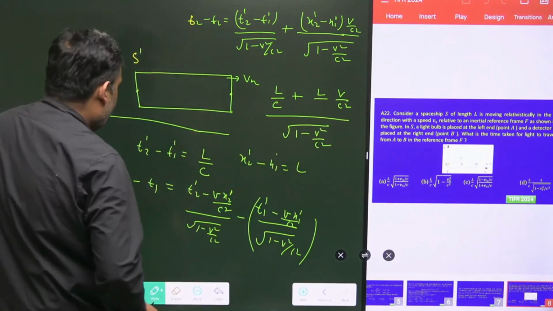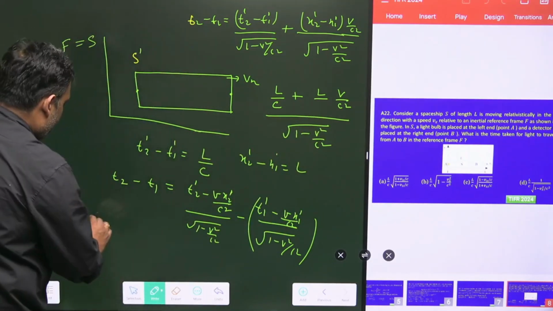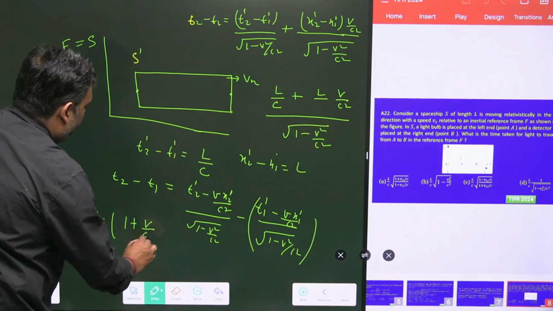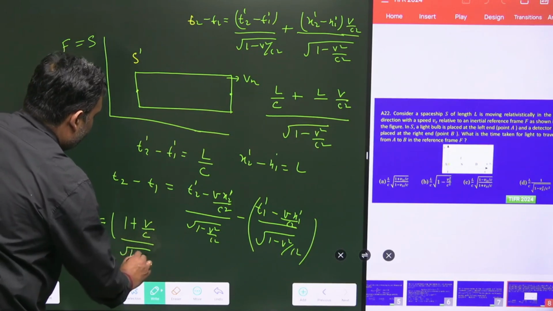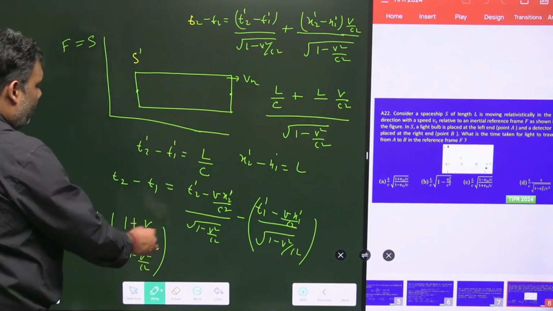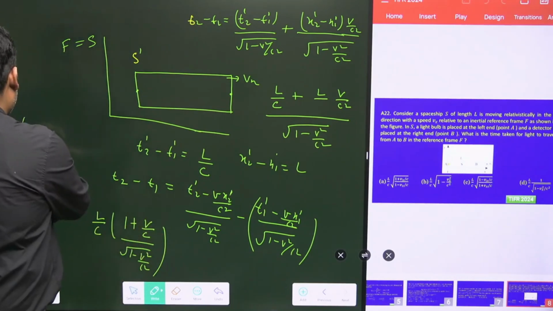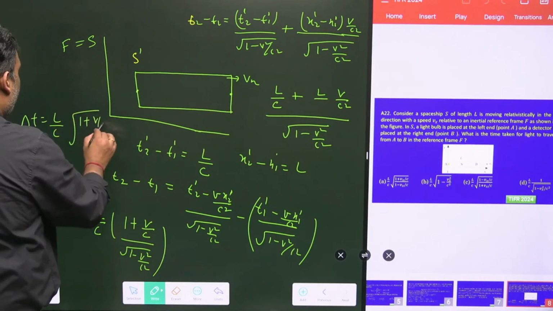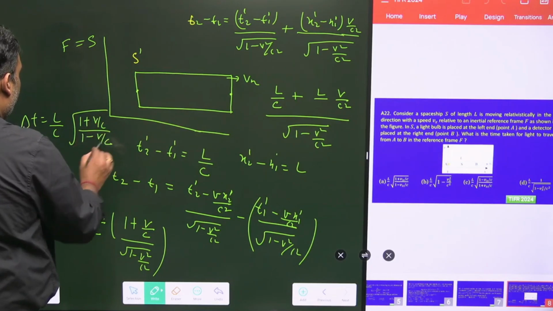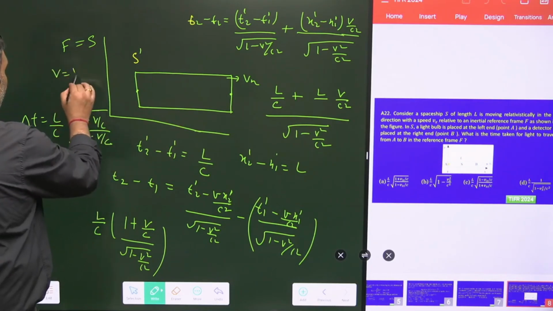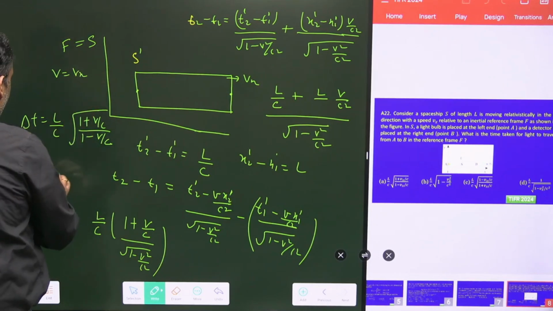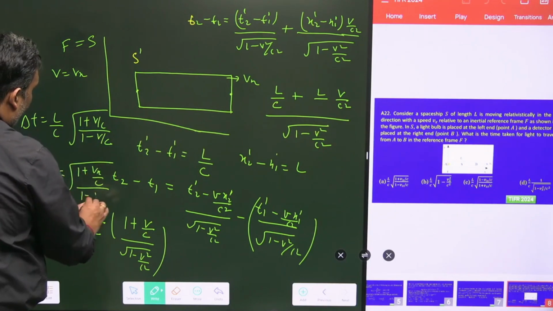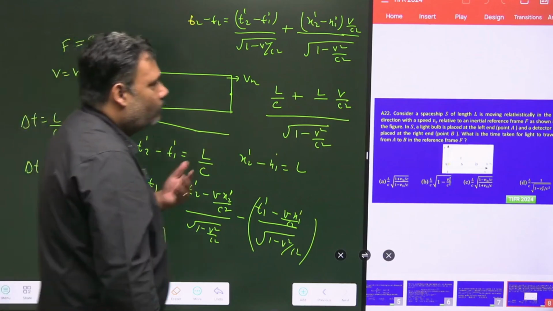We can take L by C common, and we have 1 plus V upon C over root under 1 minus V square upon C square. We can easily write this whole thing as delta T equal to L upon C times root under (1 plus V upon C) upon (1 minus V upon C), and here we put V equal to Vx. So delta T is L upon C root under (1 plus Vx upon C) upon (1 minus Vx upon C). This is quite a simple problem.